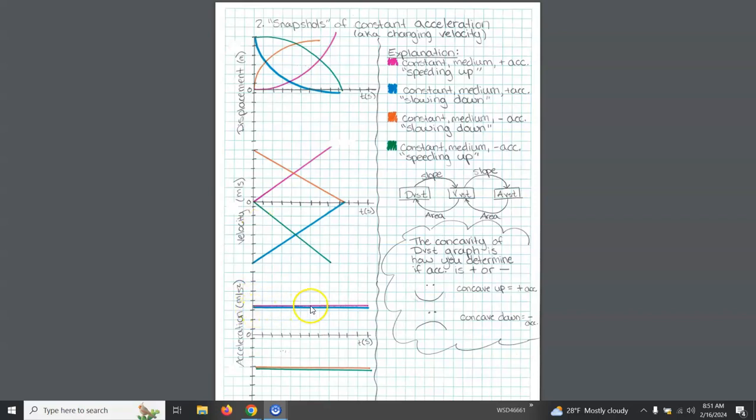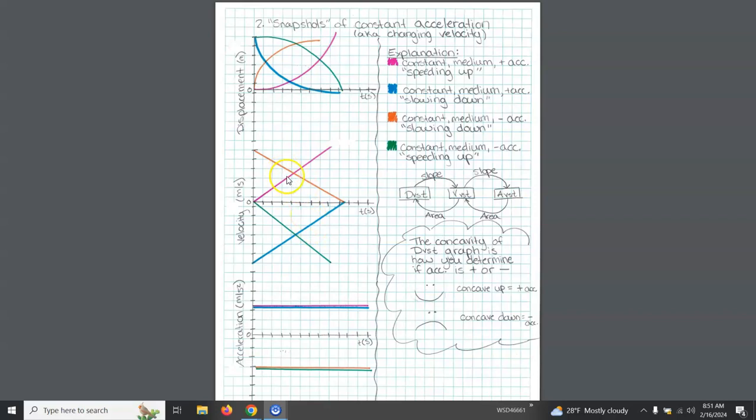The blue line is right below the pink line. Both of these objects, pink and blue, have the exact acceleration. Look at the slopes of these lines. These are parallel lines. They have the exact same acceleration, and they both have positive accelerations.